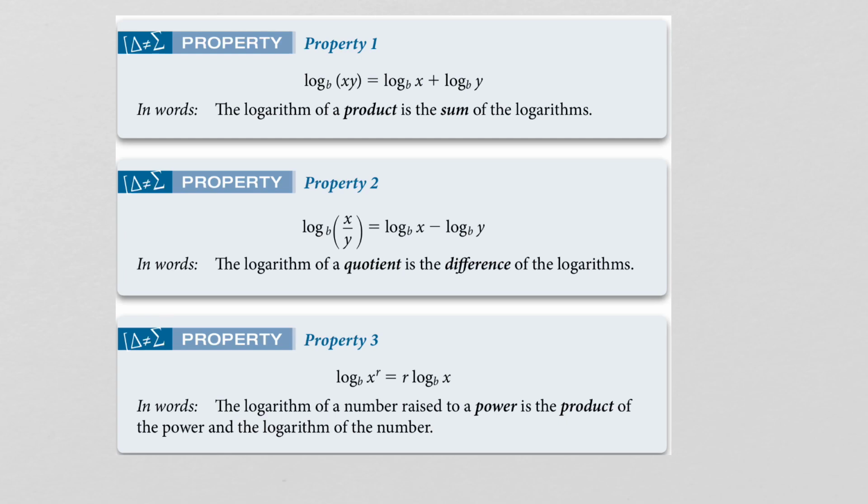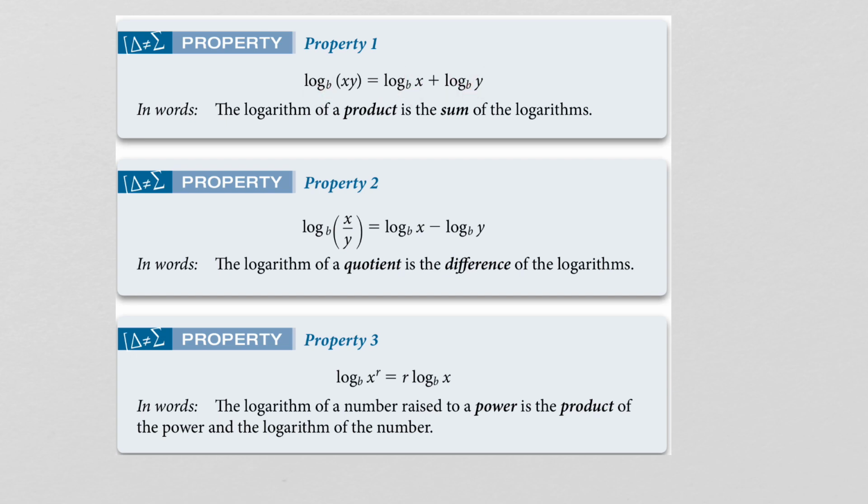The first says that if you have the log of the product of two things, this is equal to the sum of the logs of each of the individual factors. Notice that for this to be true, whatever the base is here, you have to have the same base here and here.